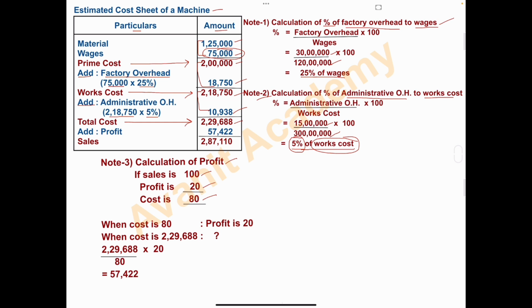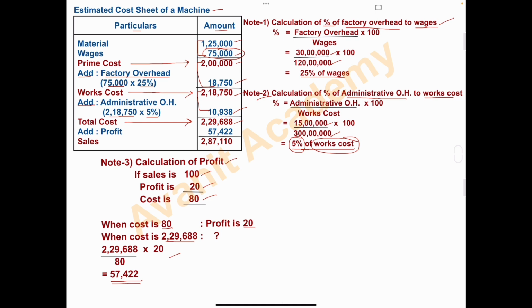By taking this example, we'll make an equation. When cost is 80, profit is 20. When cost is, in this estimated cost sheet, total cost amount is 2,29,688. So right here, when cost is 2,29,688, profit, how much? Do the calculation. 2,29,688 divided by 80 into 20. And we will get 57,422.